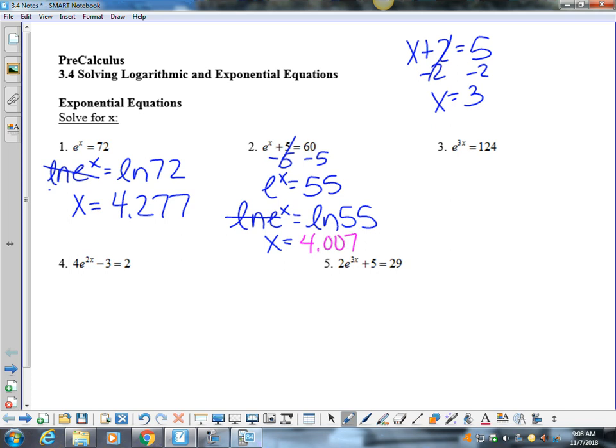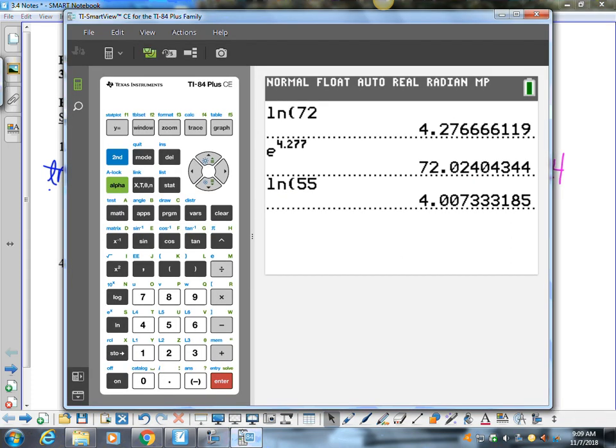Okay, so what does number 3 have that's extra? It has a 3. Is that 3 movable like the 5 was movable on number 2? No. It's tucked up in the power. So what are we going to do first? We're going to ln it. So I'm going to ln e to the 3x, and I'm going to ln 124. The ln of e, what happens? They cancel. I get 3x equals. Now on my calculator, I'm going to ln 124.